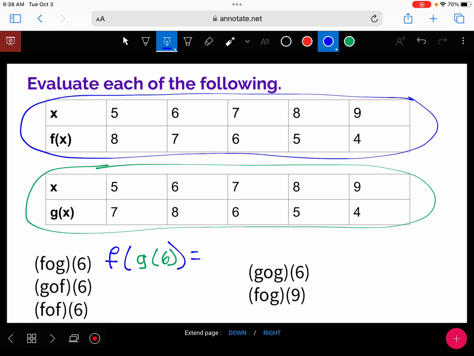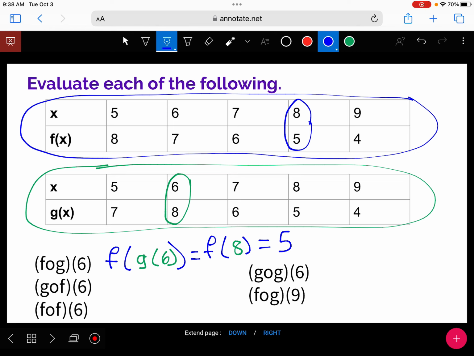So we're going to look in the table. We're going to say, what is g of 6? So if x is 6, g is 8. Right? What is f of 8? F of 8 is 5. So f of g of 6 is 5.